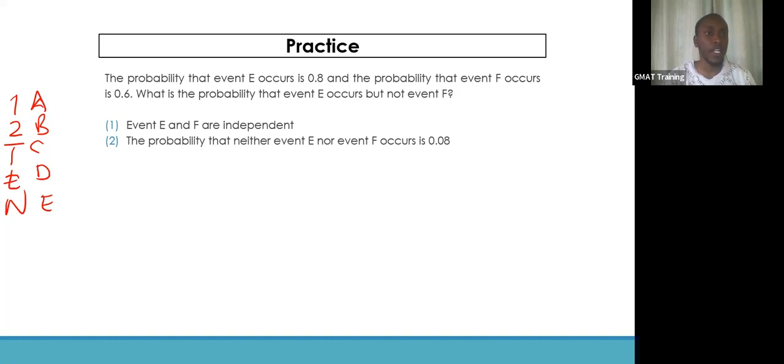For those who will require it, A means the first statement is sufficient, the second one is not sufficient. B is when statement 1 is not sufficient, but 2 is sufficient. C, you have to combine these 2 statements to make them sufficient. And D, each statement independently is sufficient, while E, even when combined, statements 1 and 2 are not sufficient. Okay, you can pause the video, give it a try, then we'll jump in.